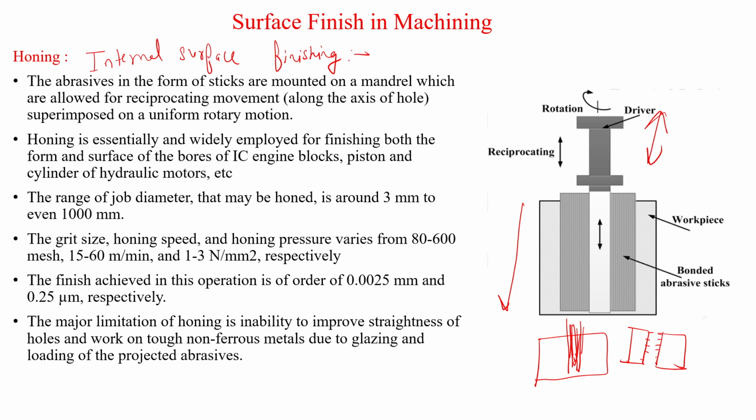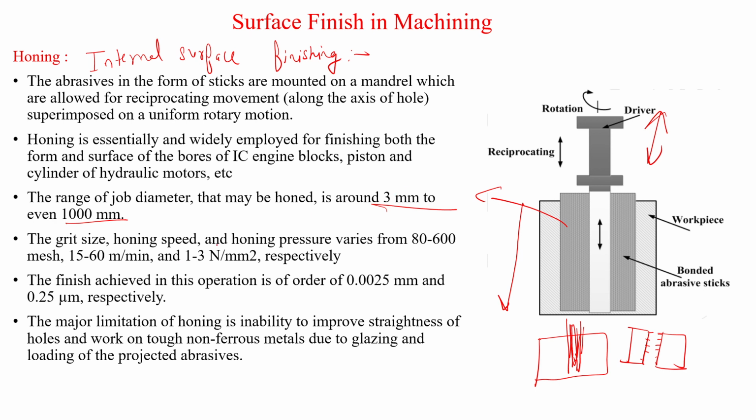We have to see various points which are very important for honing. For example, the abrasive in the form of sticks is mounted on the mandrel, which is allowed reciprocating movement. Honing is specially and widely employed for finishing both the form and surface of the bores of IC engines, pistons, etc. The range of job diameter that may be honed is very important: it is 3 mm to 1000 mm.